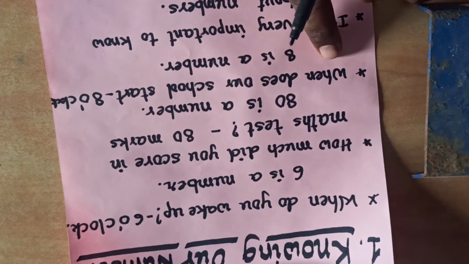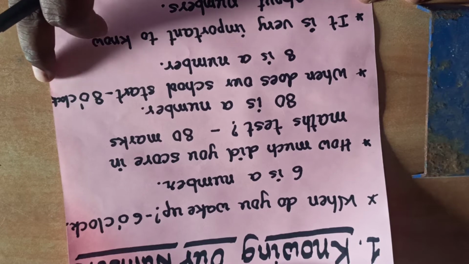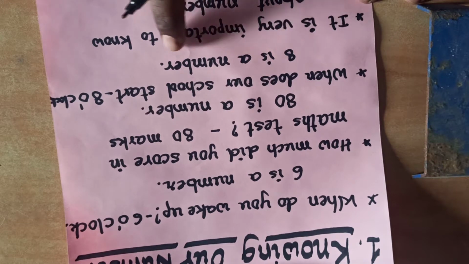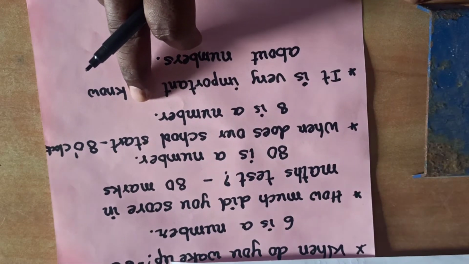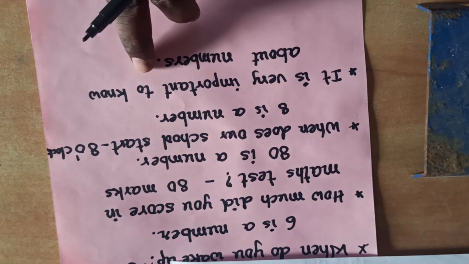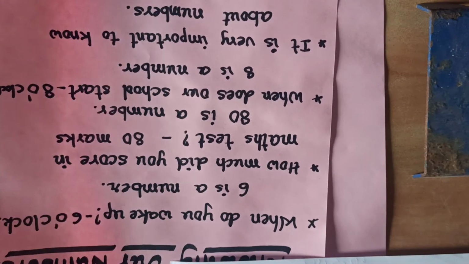Take one more example. When does our school start? You may say 8 o'clock. Here again, 8 is a number. In this way, we use numbers in our daily life. So, it is very important to know about numbers. So, let us start.